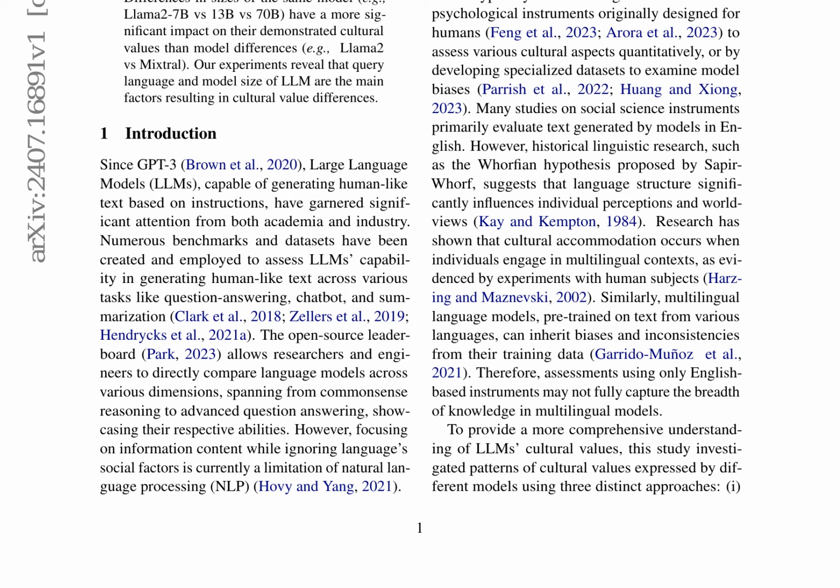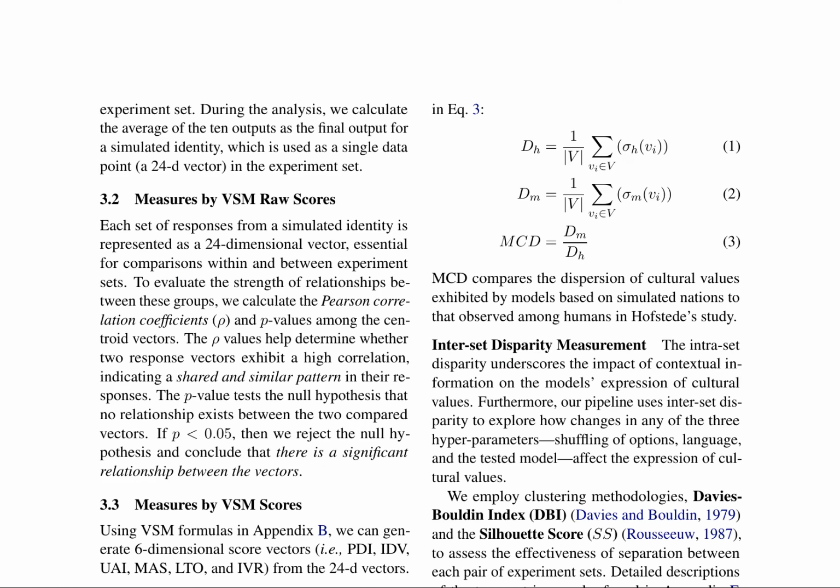The study consists of multiple experiment sets, each defined by a unique combination of LLM, prompt language, and option shuffling. Within each set, the language model is presented with a curated collection of simulated identities, comprising nationality, age, and gender. The study calculates Pearson correlation coefficients and p-values among centroid vectors to evaluate the strength of relationships between groups.